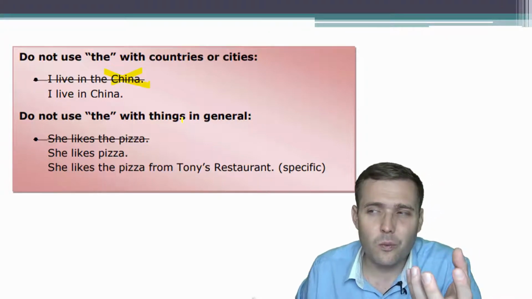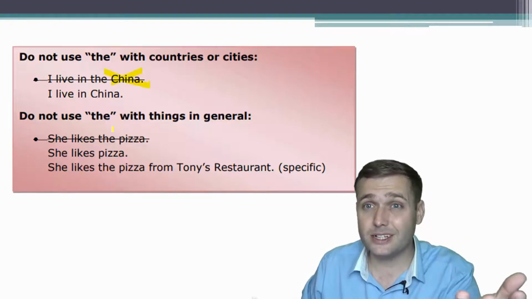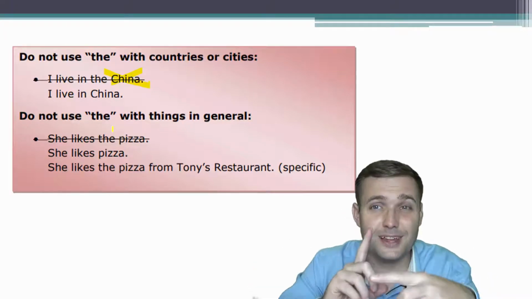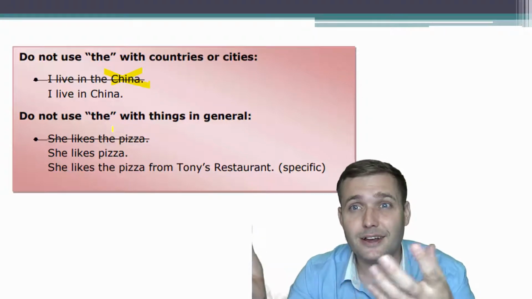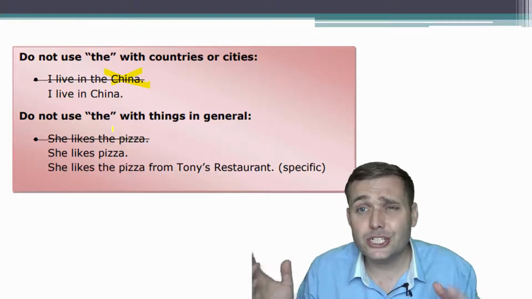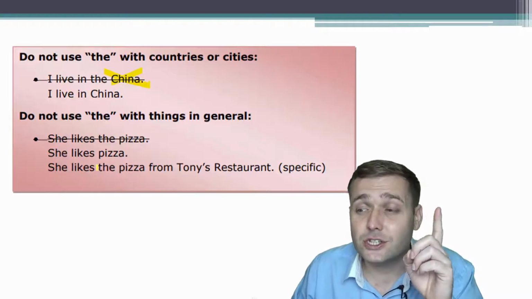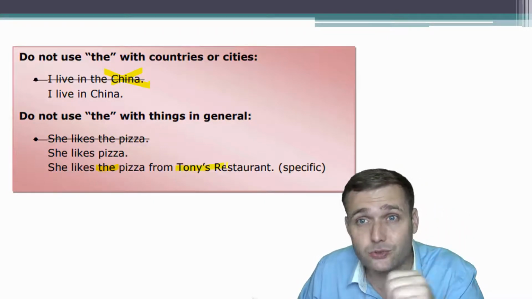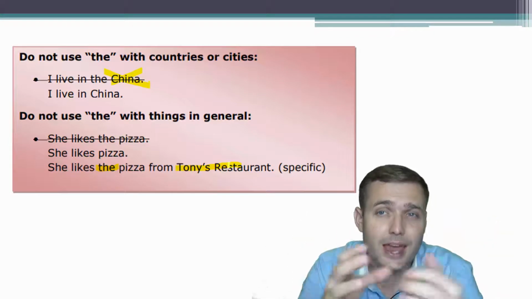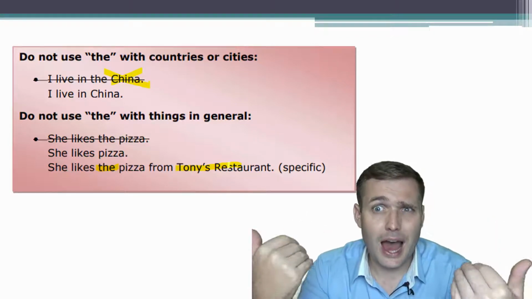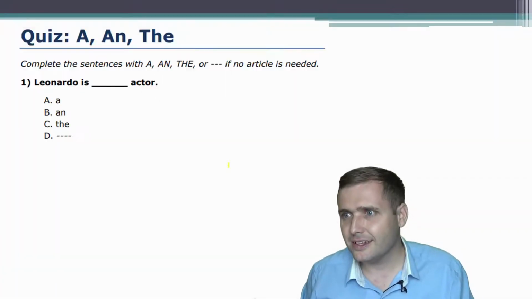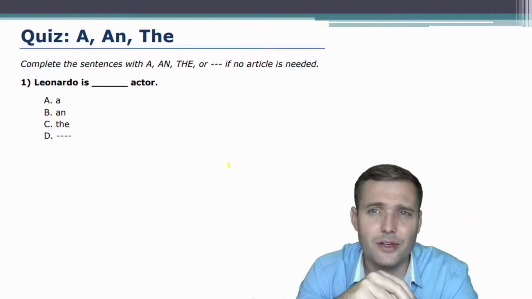And don't use the with things in general. She likes the pizza. Well, okay, I like pizza too. But I don't say the because it's just something I like. There are lots of pizzas, right? I like all pizza. She likes pizza. She likes the pizza from Tony's restaurant. So that is specific. I like fried chicken from KFC. So I can say, I like the chicken from KFC. That's okay.